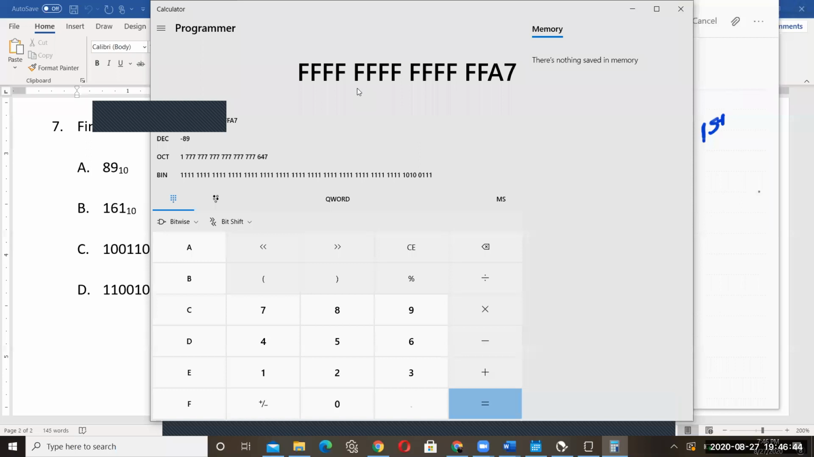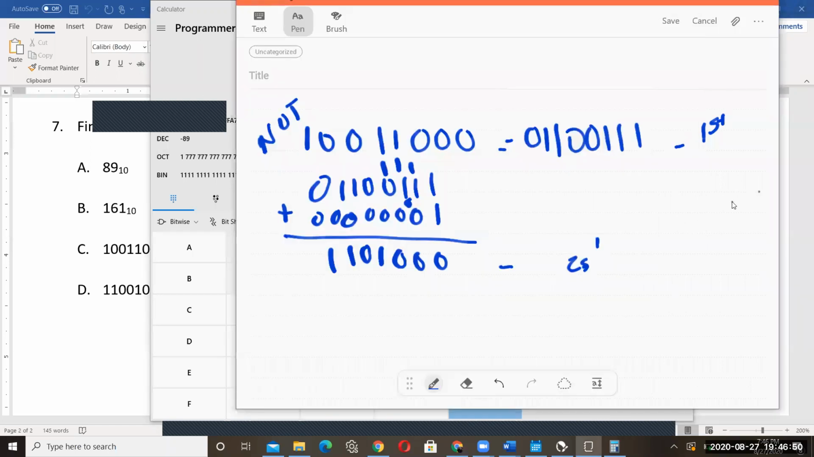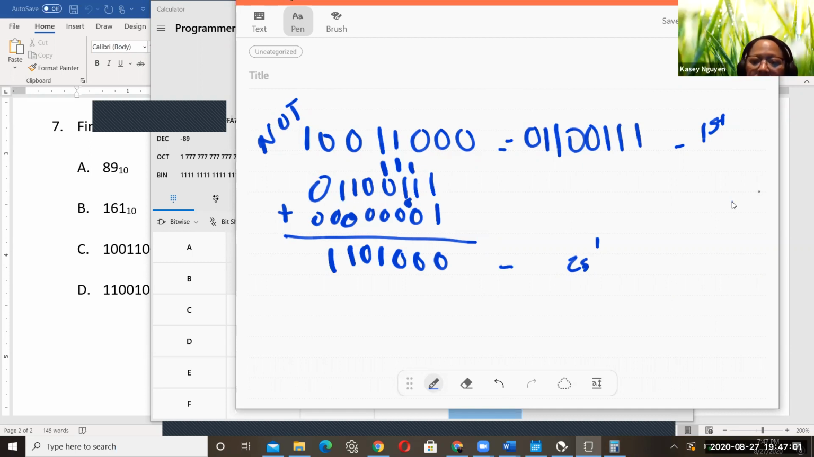I had a question about 7C that you did on the last one. Yes. Why at the end did you not bring down the 0? Why did I not bring down the 0 here? Mm-hmm. Because I added the 1 for the 2's complement.